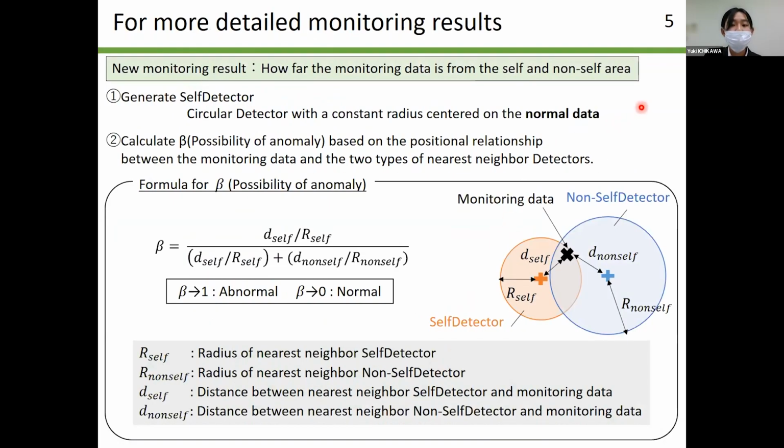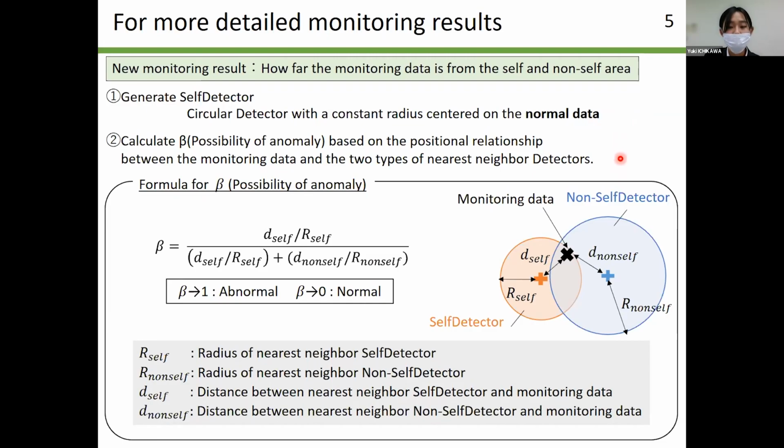For more detailed monitoring results, we propose to evaluate how far the monitoring data is from the self and non-self area. First, generate self-detectors using the normal data which was used to generate the non-self detectors. Next, find the self-detector and non-self detector closest to the monitoring data, and calculate beta as the possibility of anomaly.